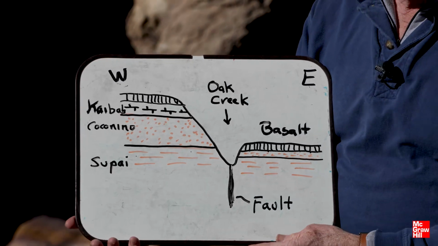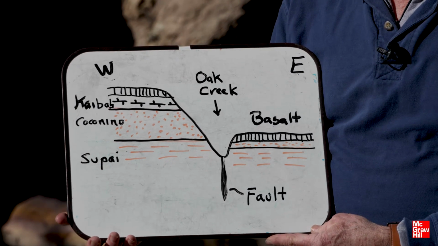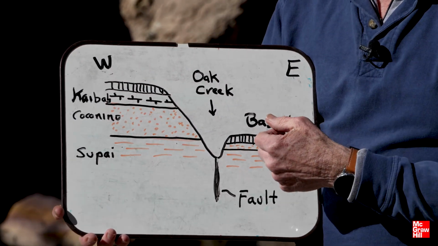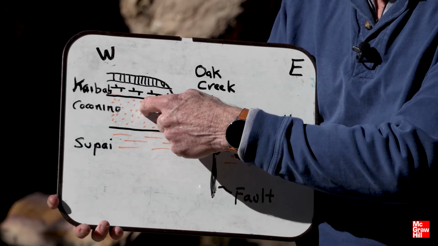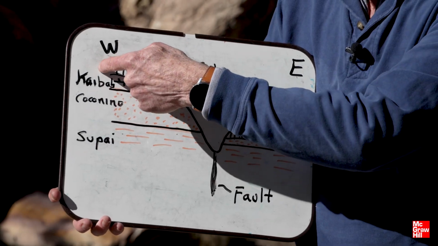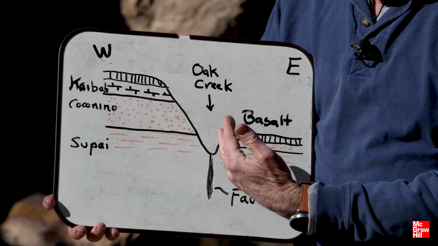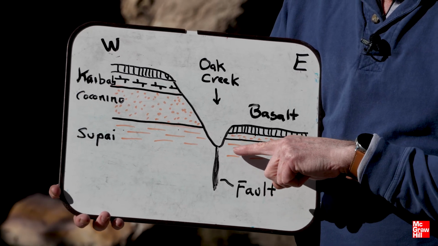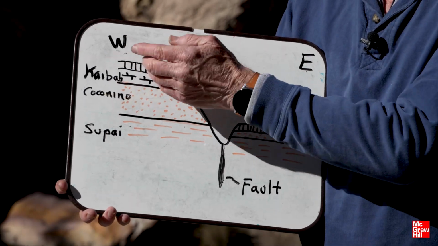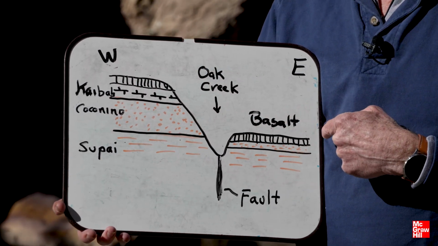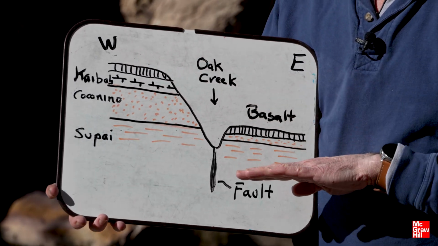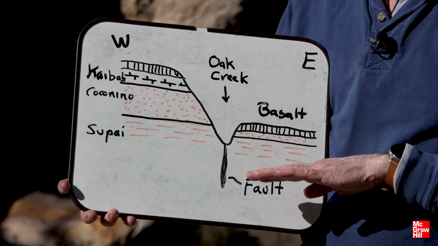Here's a sketch that tries to illustrate the relationships along the Oak Creek Fault. On the west side of the fault, you have the whole upper Paleozoic section. You have the Supai, you have the Coconino, and you have the Kaibab, all Permian units, this part of it. And then there's basalt sitting on top. On the east side of the fault, you only have the Supai and the basal part of the Coconino. You're missing the upper Coconino and you're missing the Kaibab below the basalts. But the basalts are lower on this side, so you would say this side of the fault clearly has moved down. The east side is down dropped.